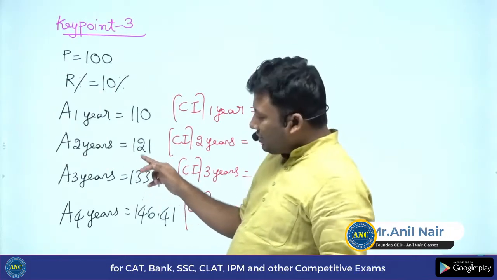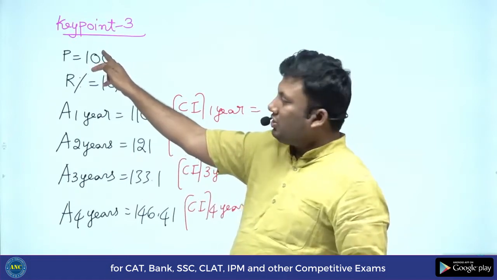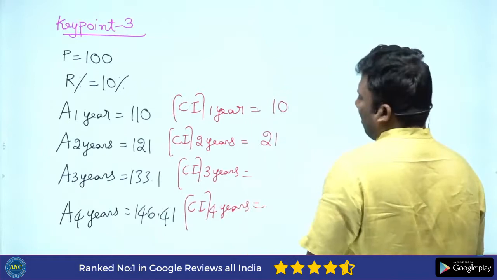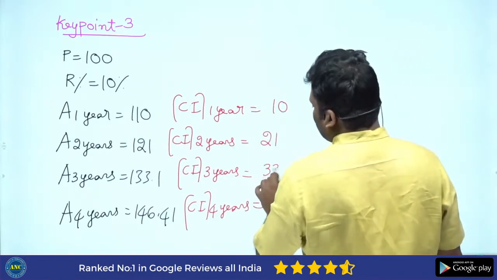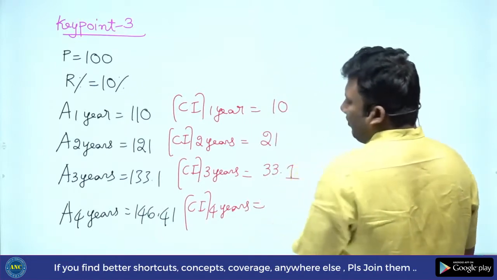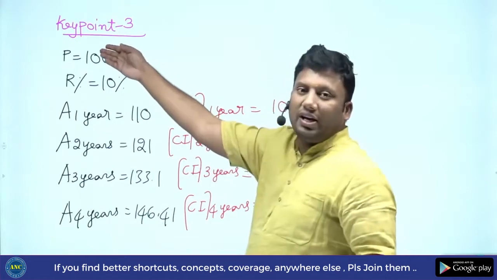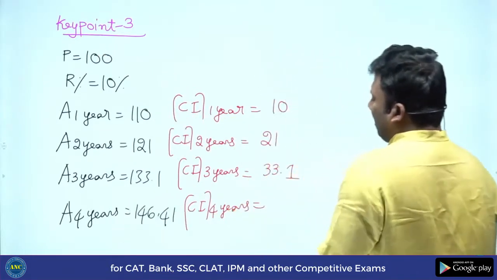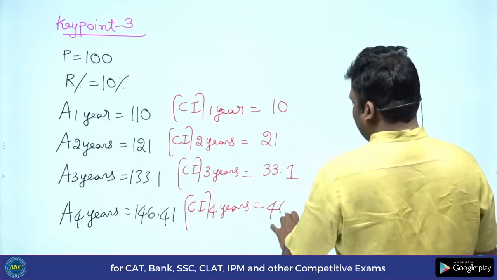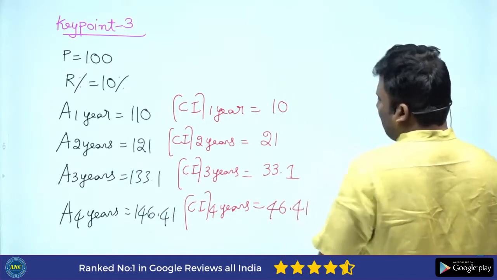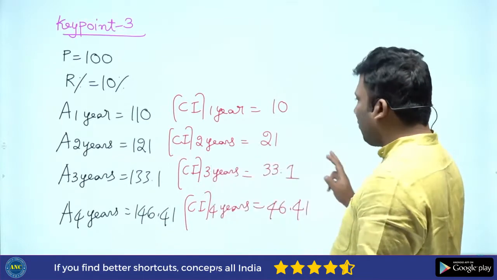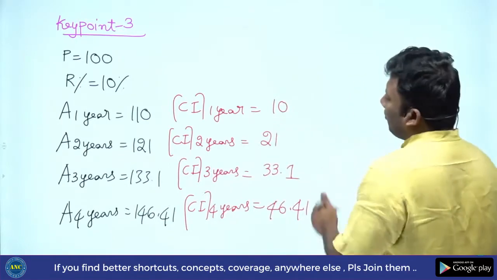CI for 3 years. Initially principal is 100. After 3 years, I gave 133.1. So extra how much is it? 33.1. Initially, I took 100 rupees from my friend. After 4 years, I gave 146.41, which is 46.41. So 10 is becoming 21.